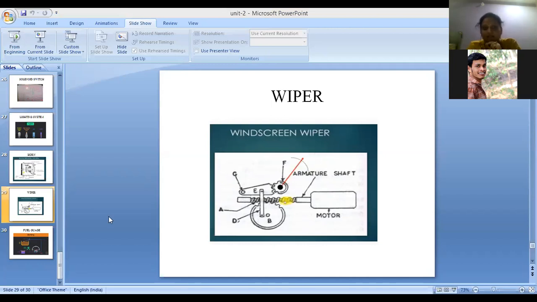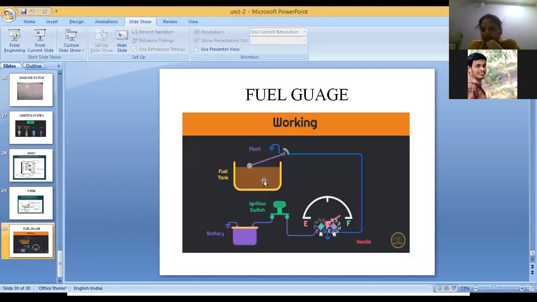Next one is your fuel gauge. In the fuel gauge, we have a ball, a floating valve. The purpose of this valve is to give the indication of fuel. If your fuel is less, this float, this ball, will come to the bottom. If you have so much fuel, it will go to the top. Here you have a battery. This is the ignition switch. A and B are magnetic fields. And this is your fuel gauge indicator.